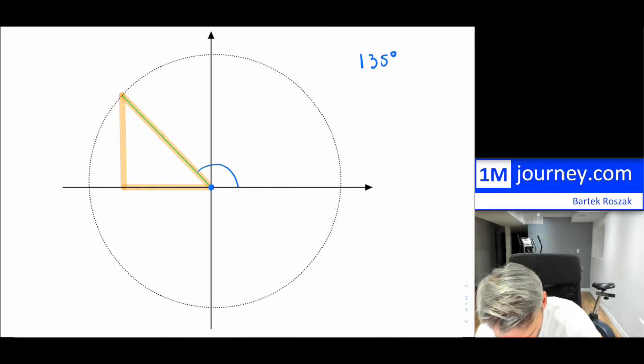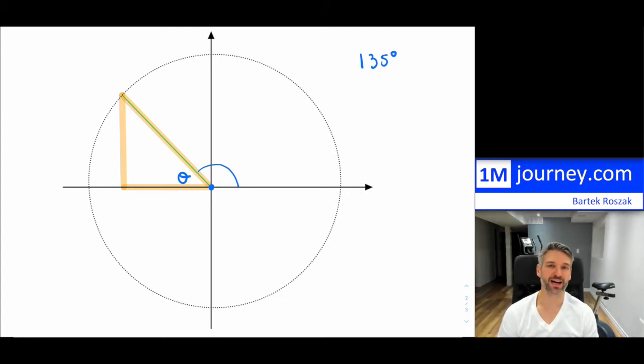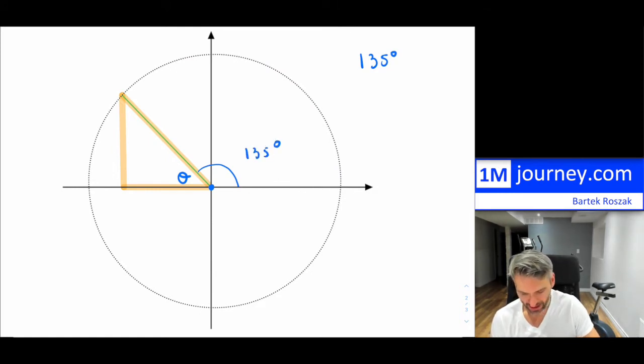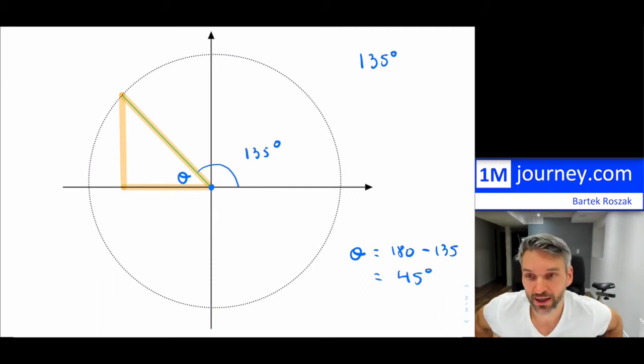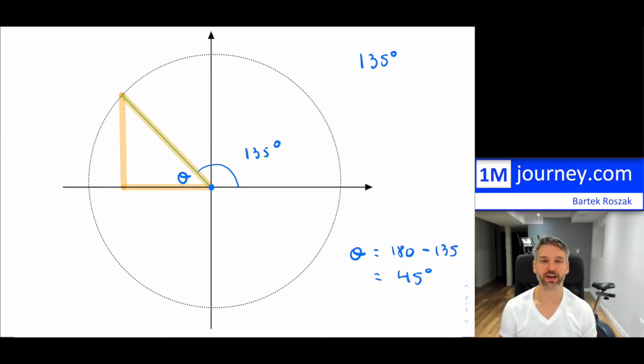Now, of course, this would be my new theta, which isn't the theta I want, right? So if this is 135 degrees, then in this case, theta would have been 180 minus 135, which is 45 degrees, and that's my new angle. And now I can go ahead and create my sines, cosines, and tangents for the angle of 45 because it is once again between 0 and 90. So I have no problem, right?